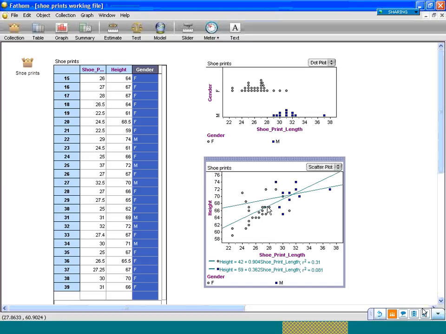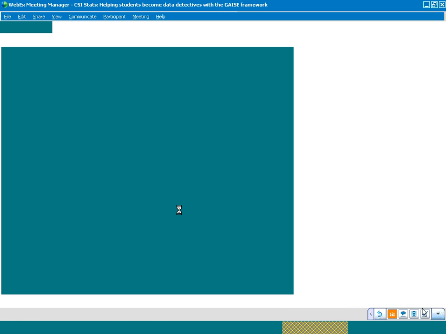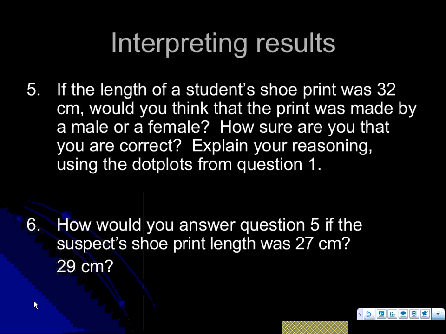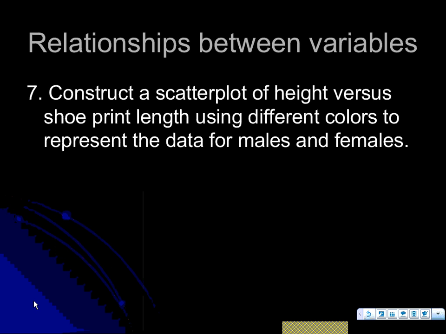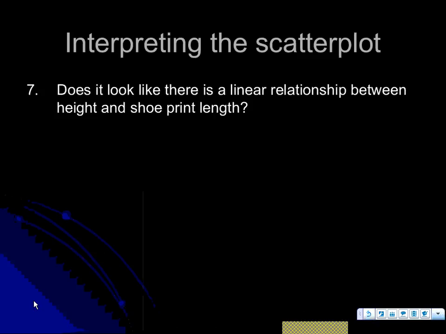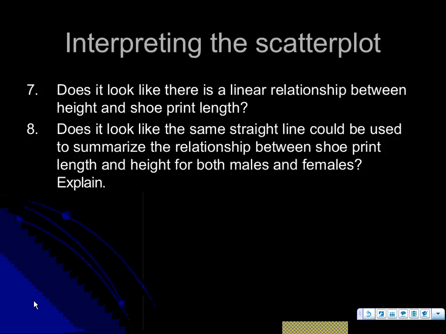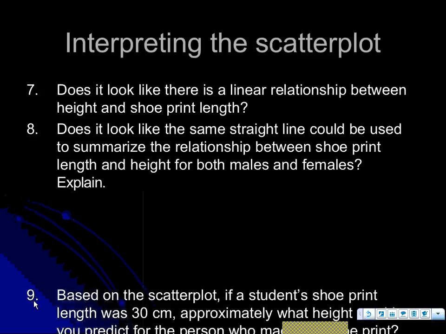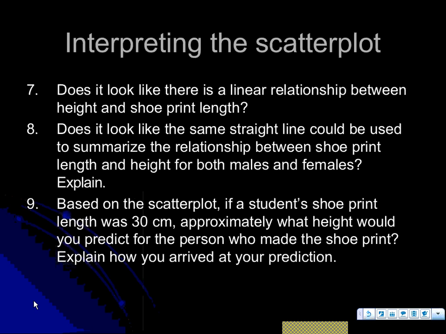So do you get a feel for how the investigation plays out? Okay, so I'm going to go back to the slideshow and show you what we accomplished. We did construct the scatter plot, and there's a little summary of the one that we produced. We took some time to interpret the scatter plot by answering some questions. Does it look like there's a linear relationship? I didn't ask that question verbatim because I didn't want to give it away. Does it look like the same straight line could be used to summarize the relationship? I didn't ask that question directly of you.